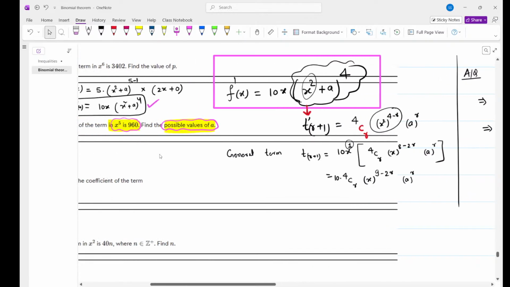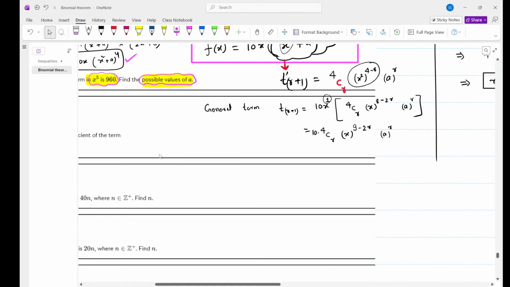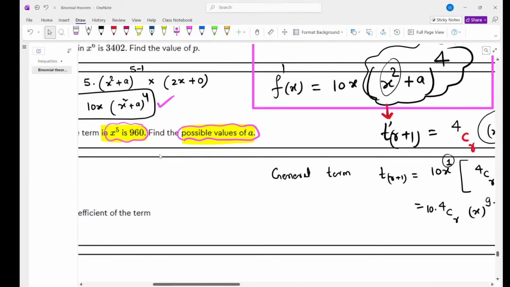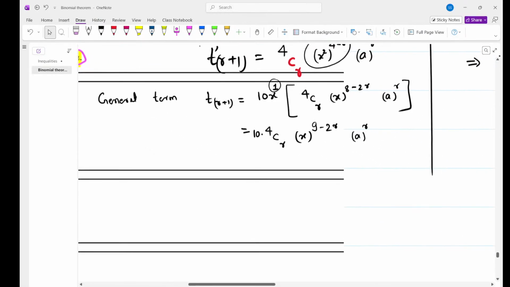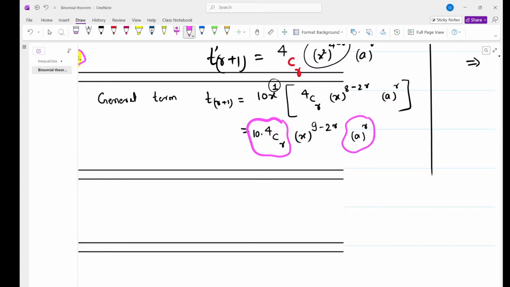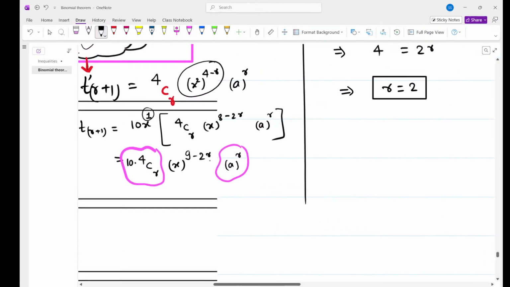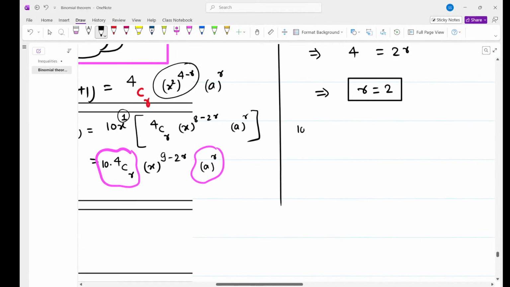If r is equal to 2, we have to find the coefficient. We have to equate the coefficient to 960. So as per the coefficient requirement, we have these terms as my coefficient, this term and this term. So we have to equate this to 960. So we are writing 10 times 4Cr times a raised to power r is equal to 960.